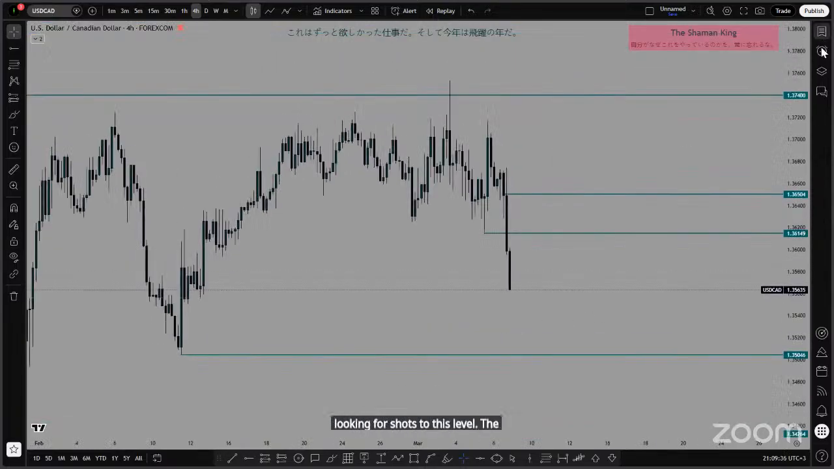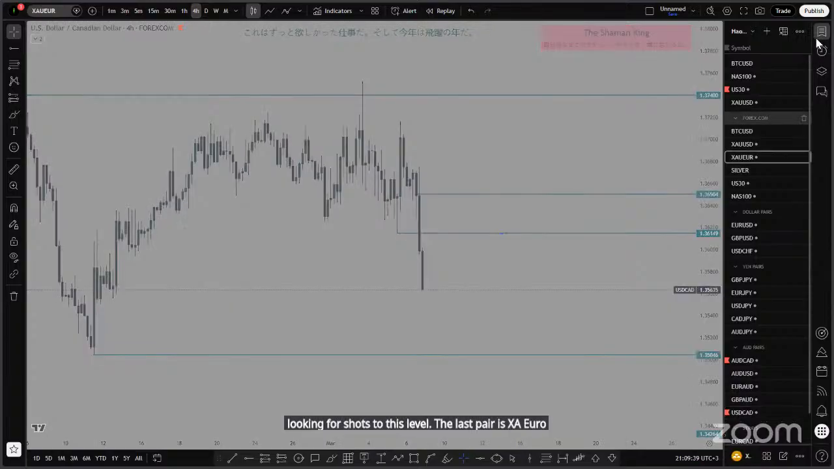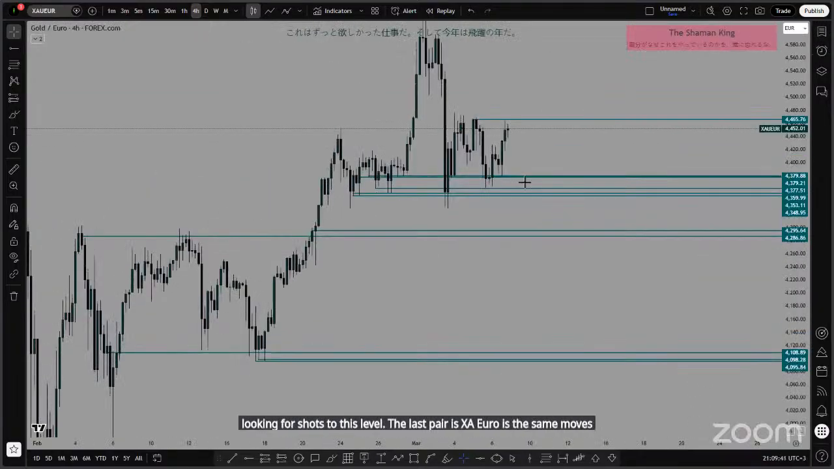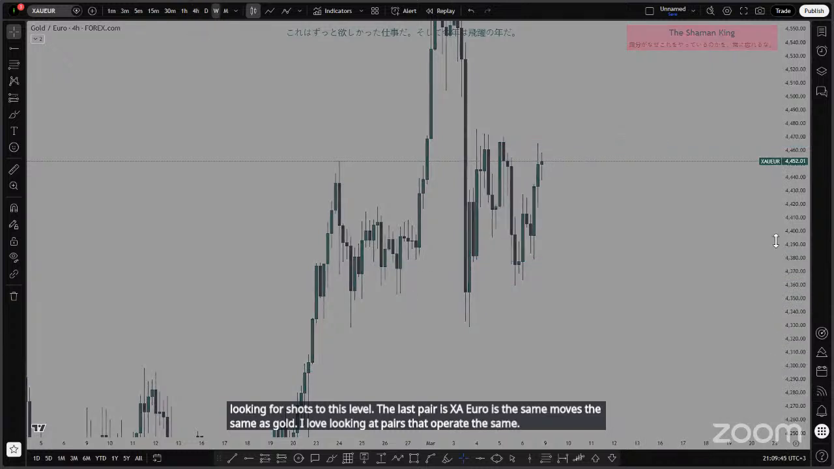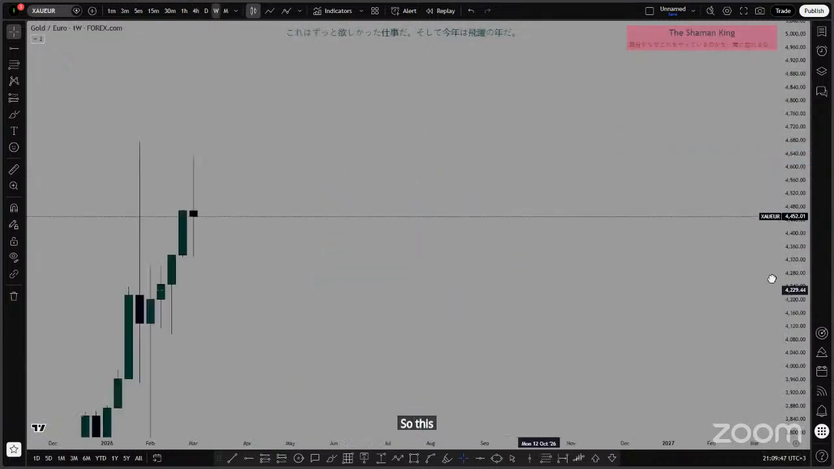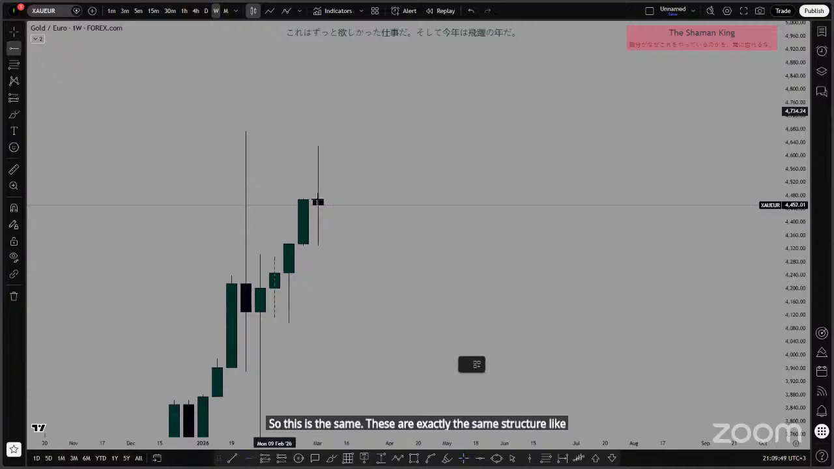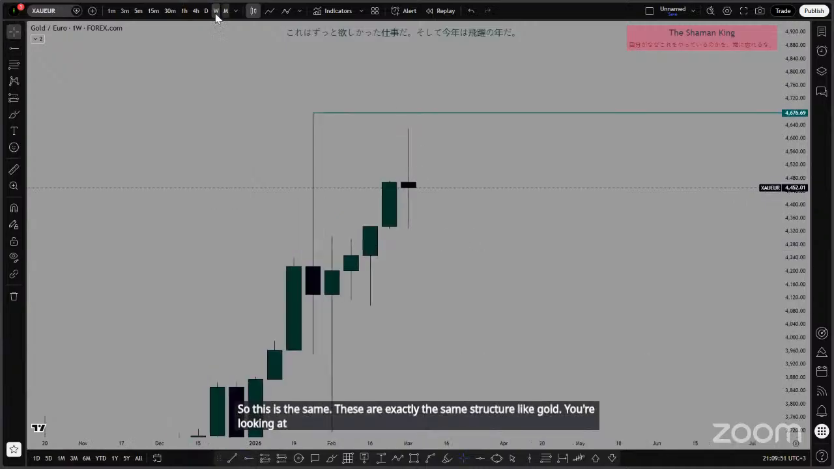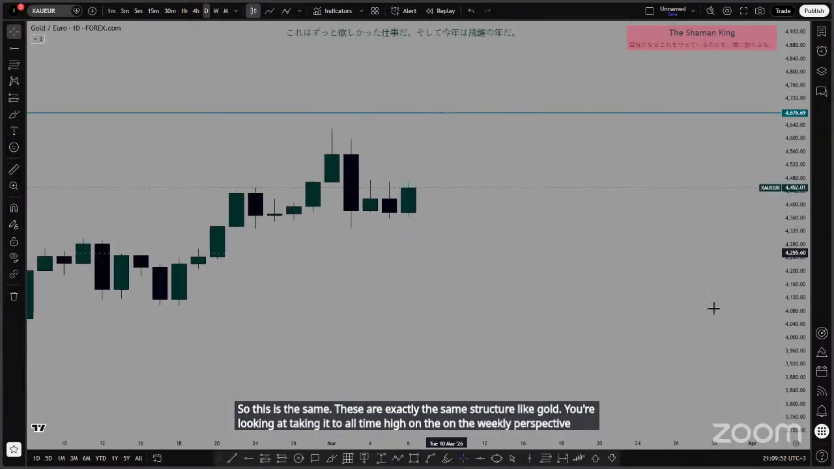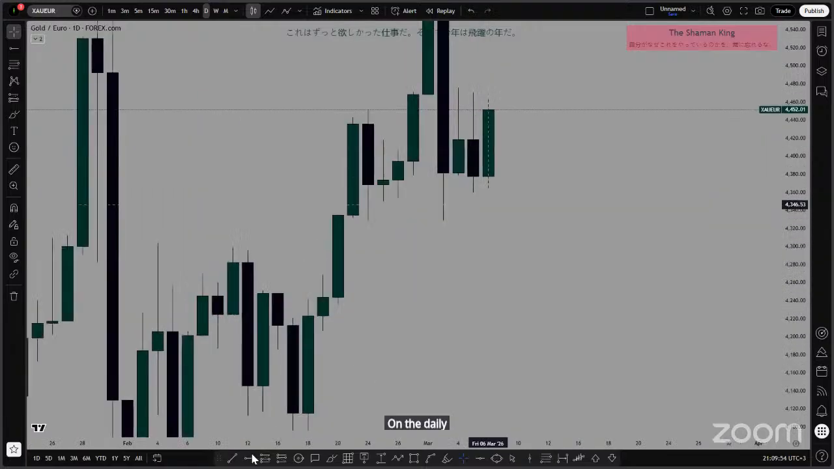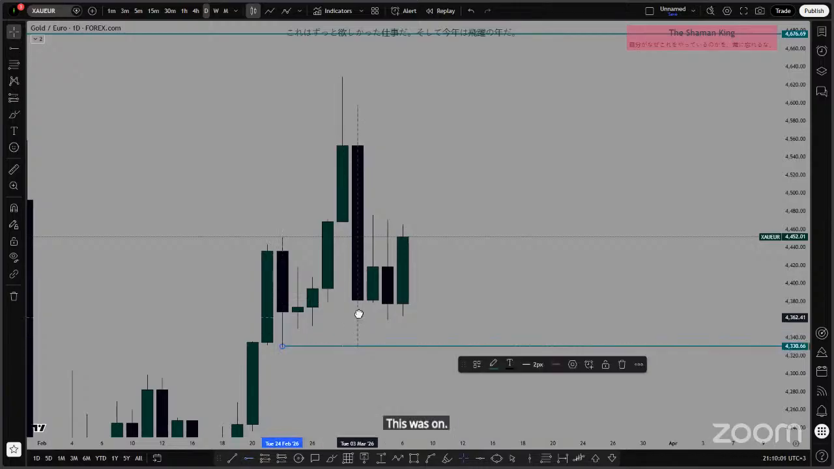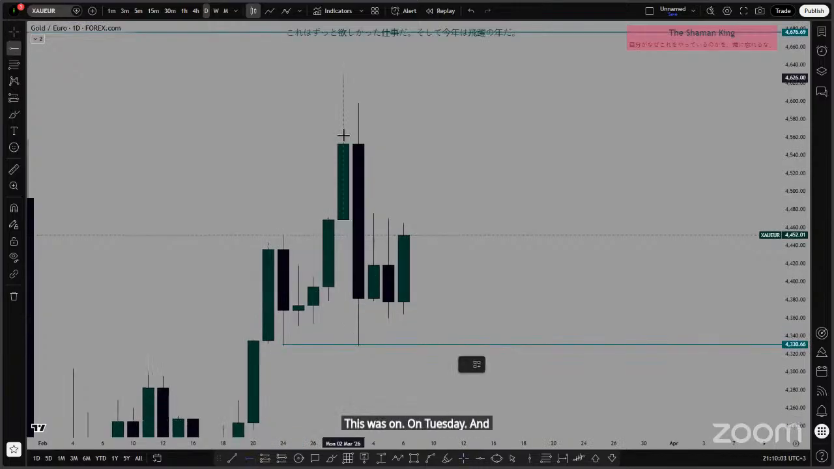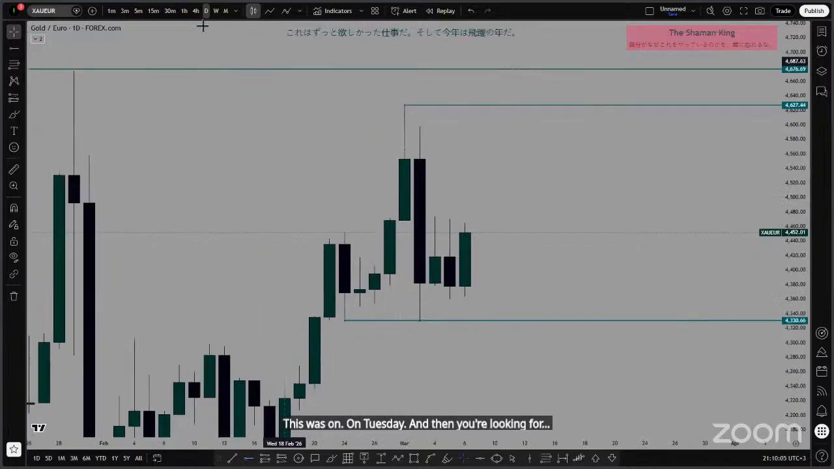The last pair is XAUEUR. It moves the same as gold. I love looking at pairs that operate the same. This is exactly the same structure as gold. You're looking at taking it to the all-time high on the weekly perspective. On the daily perspective, we had swept liquidity over here. This was on Tuesday, and then you're looking for buys to that high.